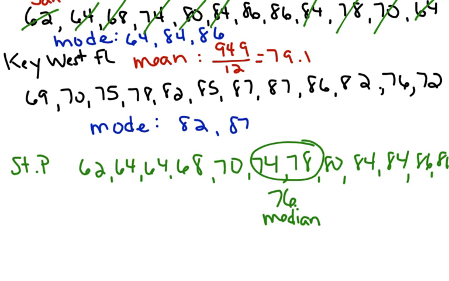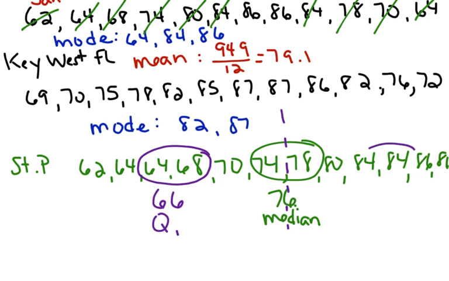But what if I want to find the median of the top half of the data and the median of the bottom half of the data? If I draw a line down the center such that there are 6 numbers on the left and 6 numbers on the right, the average of these 2 numbers gives me the first quartile. 64 plus 68 divided by 2 is 66, so that's quartile 1. For the top half of the data, these 2 are in the middle. When you add them and divide by 2, you get 84. So that's quartile 3. Remember that this is quartile 2.